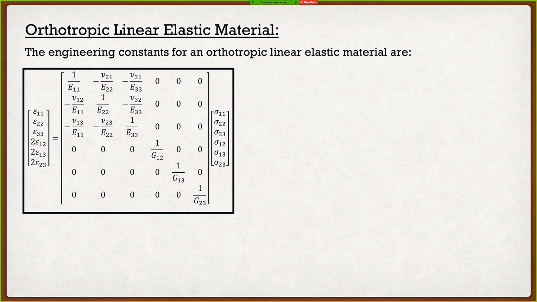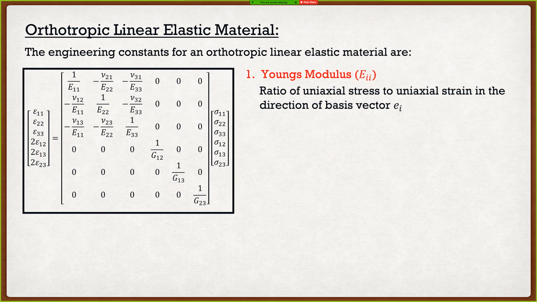So if we look in here, we actually have 9 different components. The first one is the Young's modulus, which is capital E_ii, and this is the ratio of uniaxial stress to uniaxial strain in the direction of the basis vector e_i. So if I look inside this matrix here, I see that I have E11, E22, and E33, which makes sense because remember that we said that the behavior along each of the different basis vectors is going to be different. And because of that, we have 3 different values of Young's modulus, depending on which direction you want to measure it.